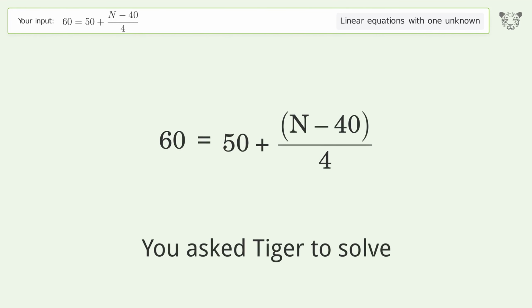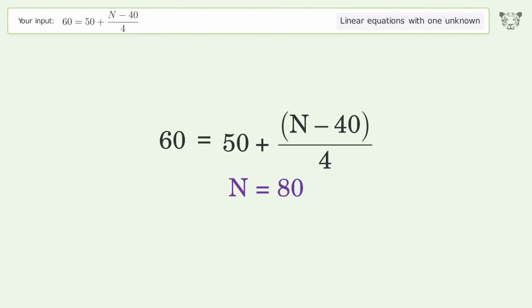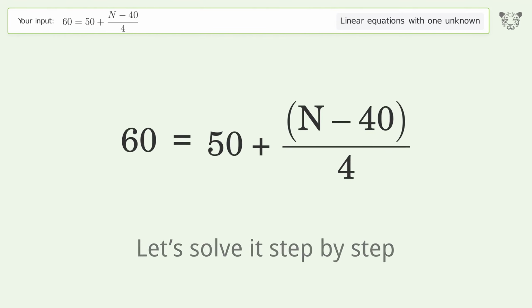You ask Tiger to solve. This deals with linear equations with one unknown. The final result is n equals 80. Let's solve it step by step.